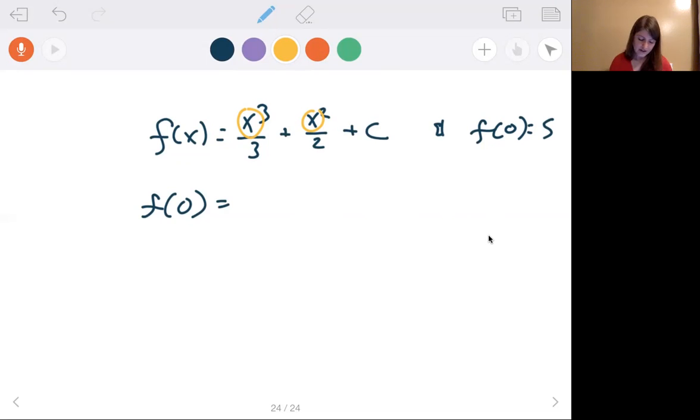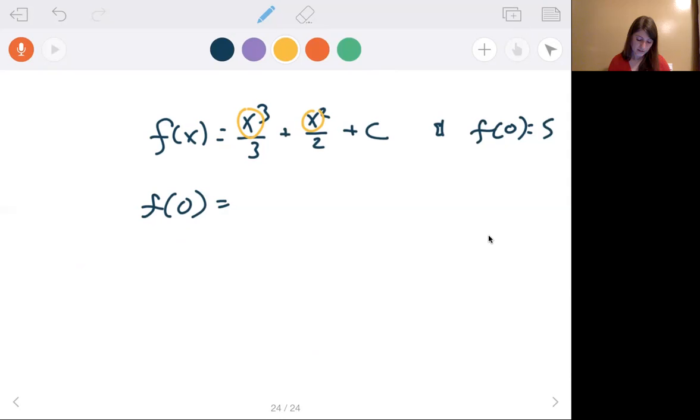So in the case that I gave us with f of 0 equals 5, c equals 5 quickly. And we could actually go ahead and write that our function was x cubed over 3 plus x squared over 2 plus 5. Then in other cases, if you're not given that the x value is 0, you're going to have to work for it. So plug in your 1 for your x.